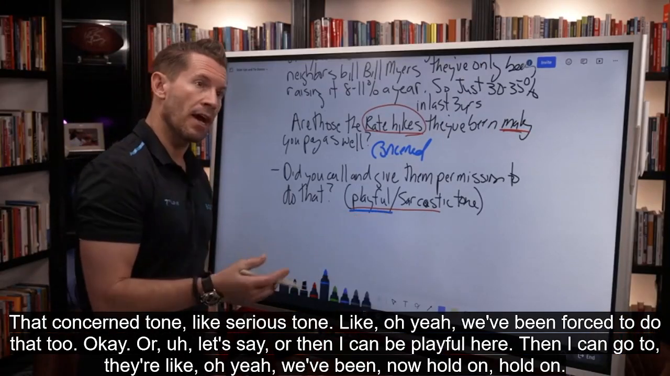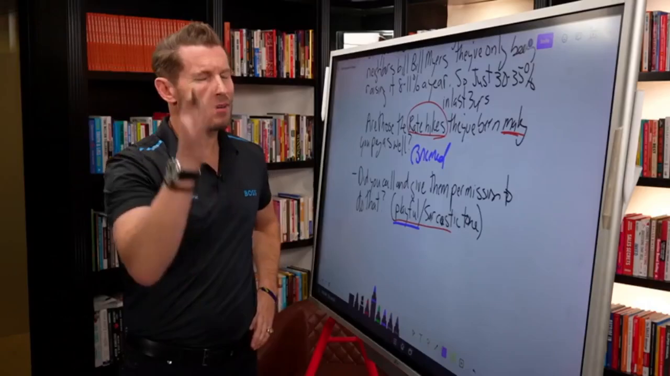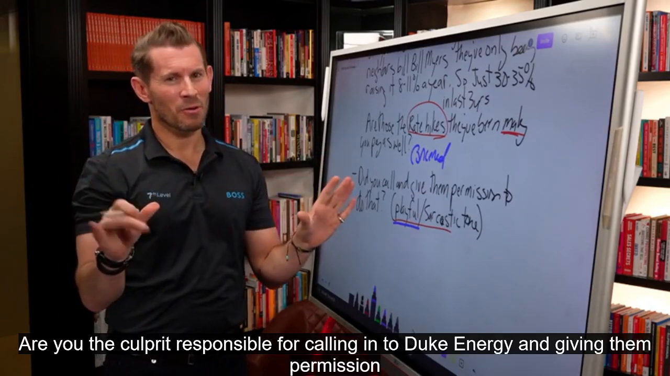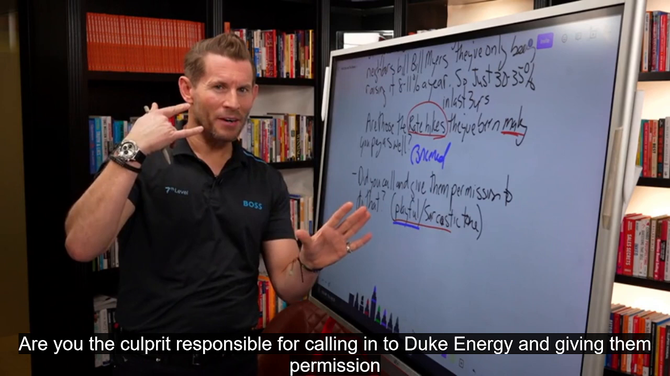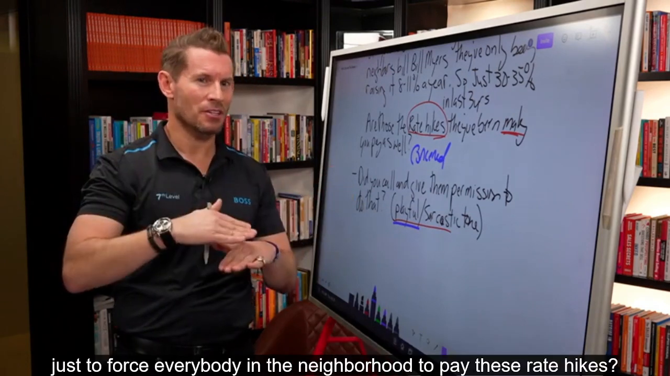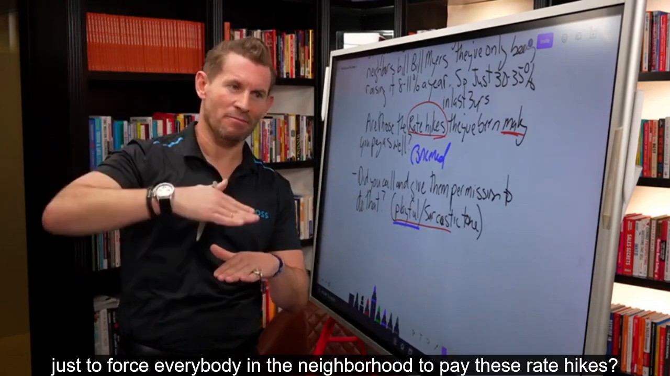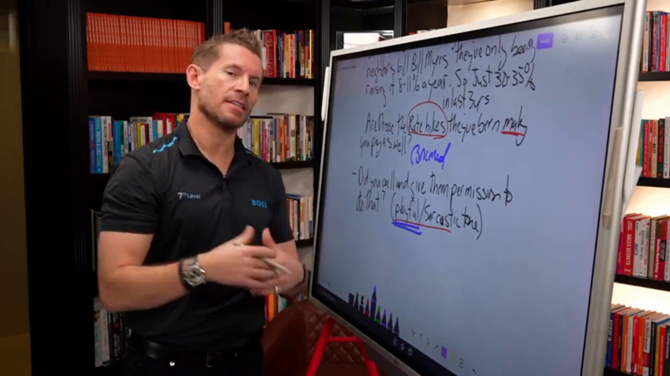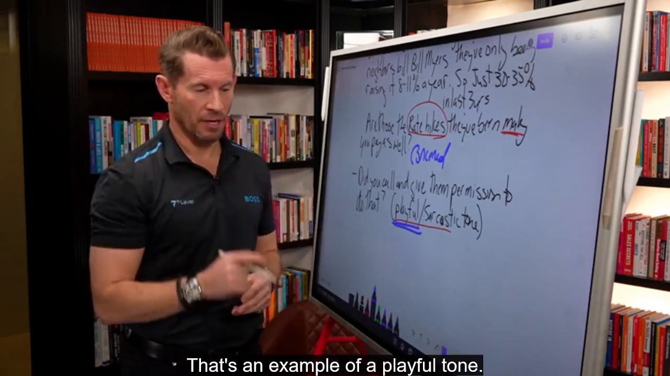Then I can go, they're like, oh yeah, we've been having to pay. Now hold on. Are you the culprit responsible for calling in to Duke Energy and giving them permission to force everybody in the neighborhood to pay these rate hikes? Was that you, John? See, I can be playful there. That's an example of a playful tone. Hope that helps you, okay?